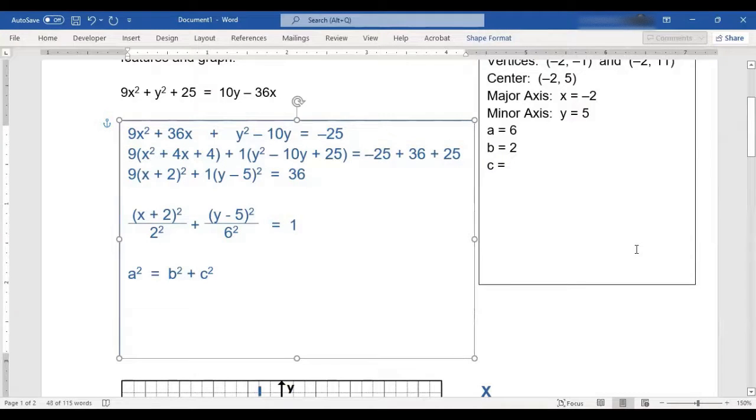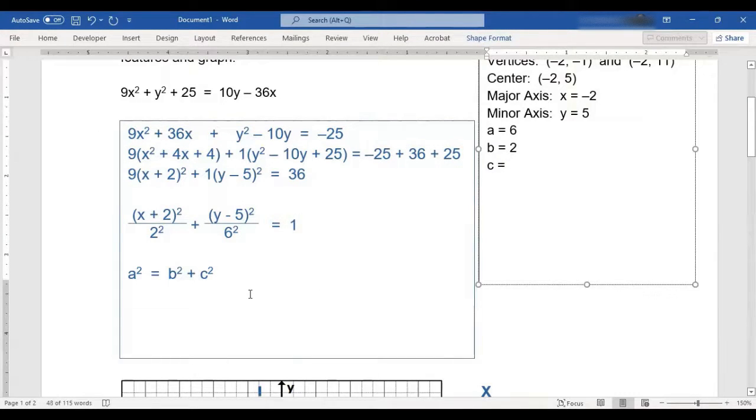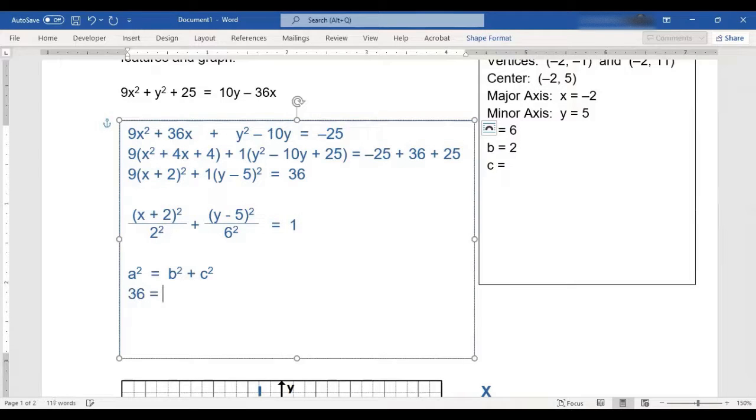So a is 6, so 6 squared is 36. 2 squared is 4. This is going to give me 32 is c squared. Oh, yuck. 32 is 2 times 16, so that's going to give me 4 square root of 2. Oops, 4 root 2 is going to be c.